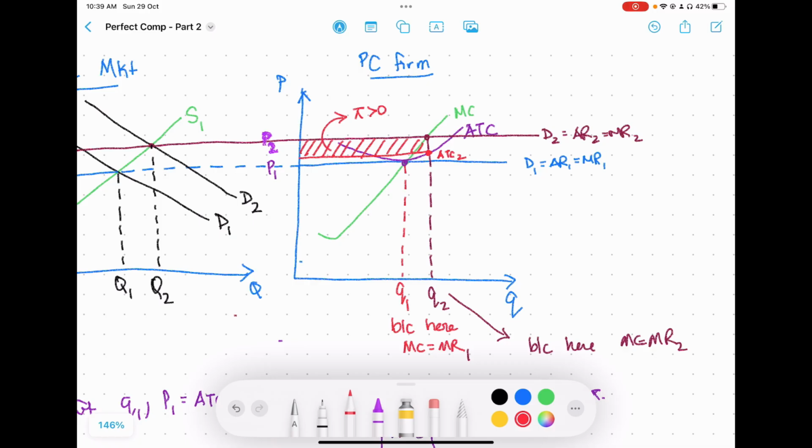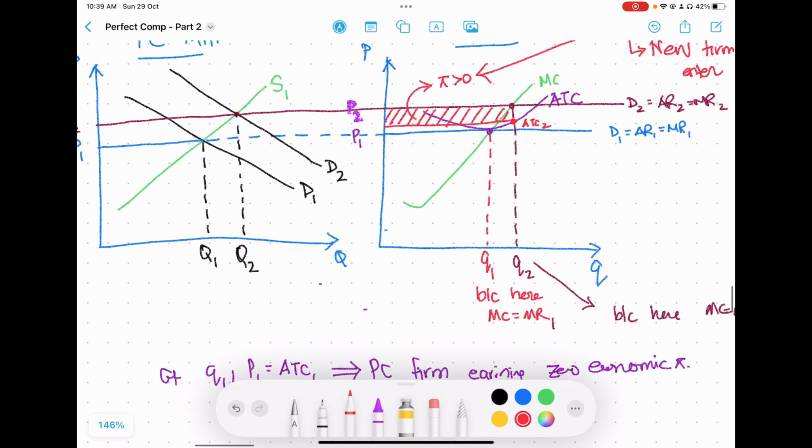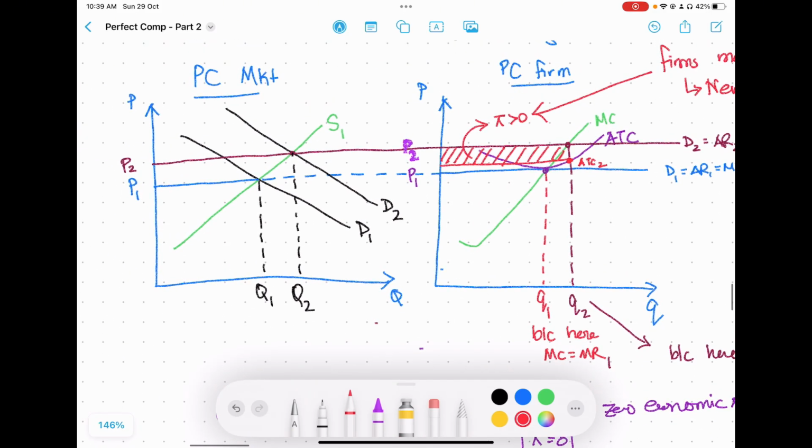Now remember, what did we say? Whenever there's positive profit, new firms will enter. And as new firms enter, what does it do? It actually shifts your supply curve outwards. So let us actually shift the supply curve. Remember what we said, that new firms will continue to enter as long as there is a positive profit. So it will keep on shifting rightwards until it hits S2. All right, so these are our short-run supply curves. So when it hits S2, the new equilibrium is here.